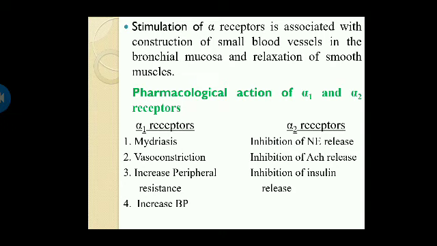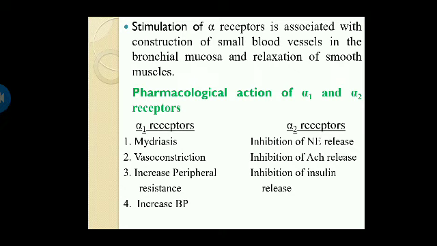This may increase the blood pressure. It increases peripheral resistance, that is, resistance to blood flow through the circulatory system. Peripheral resistance is nothing but the resistance offered to blood flow through the circulation. Next is increased BP, blood pressure. So these are the actions of drugs acting on alpha 1 receptors.